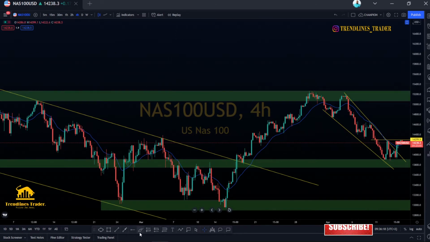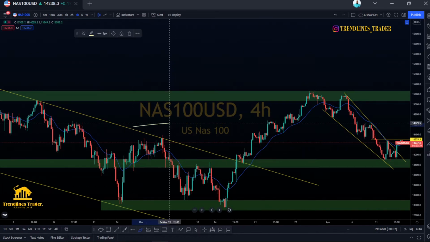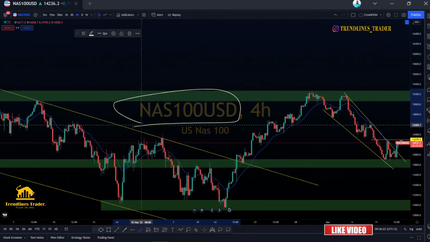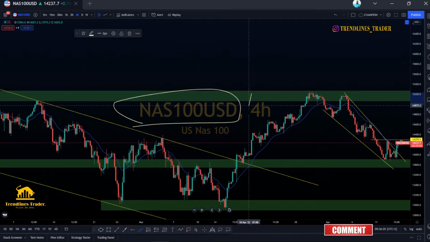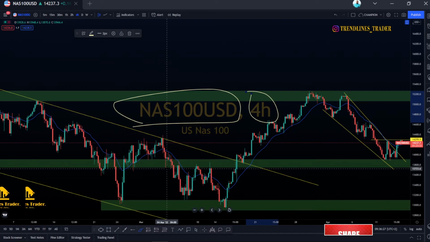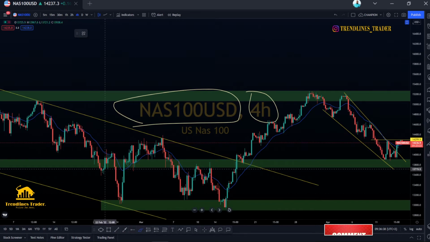I want you guys to understand that today I'm doing Nasdaq 100. This is my instrument and I'm on the 4-hourly time frame. I guess we will push and see if we are able to do gold also. But anyway, this is my previous analysis.